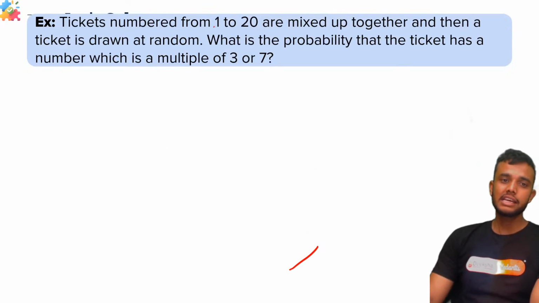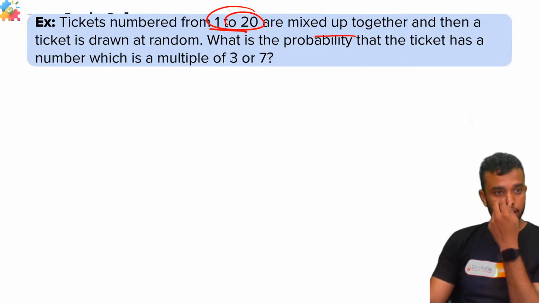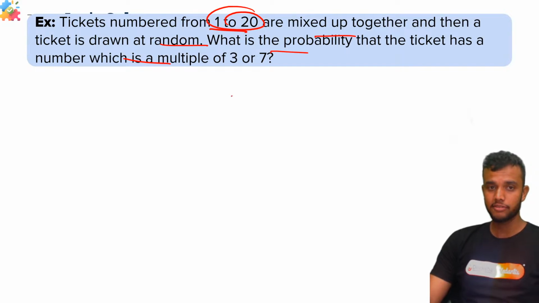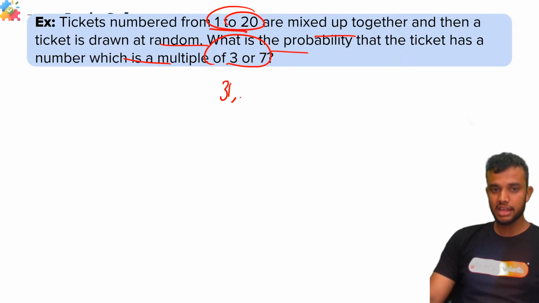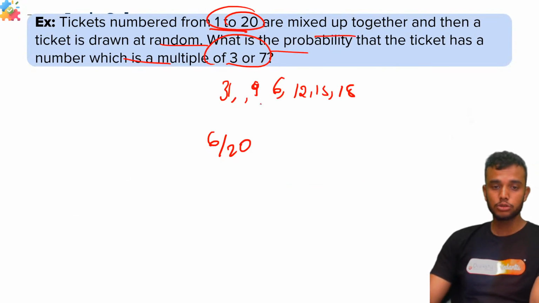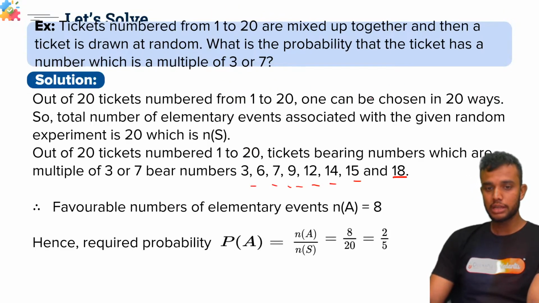Next, ticket numbers from 1 to 20 are mixed together. Then a ticket is drawn at random. What is the probability of getting a ticket number which is a multiple of 3 or 7? Multiples of 3 are 3, 6, 9, 12, 15 and 18, which is 6, so 6 by 20. But we need to consider 7 also, students: 7 and 14. Add these two, then the answer becomes 8 by 20.